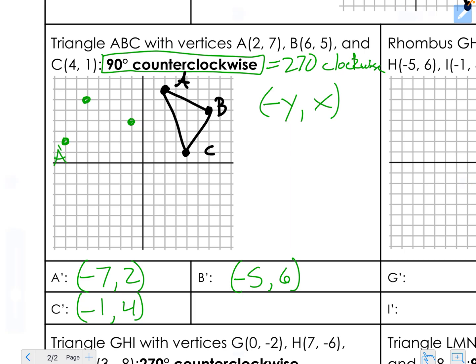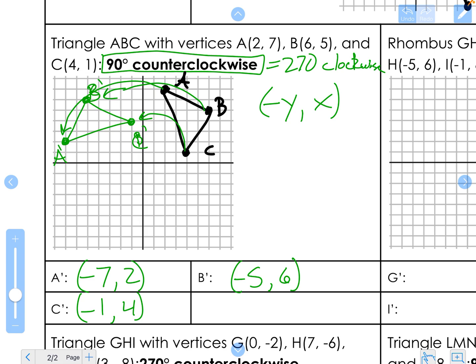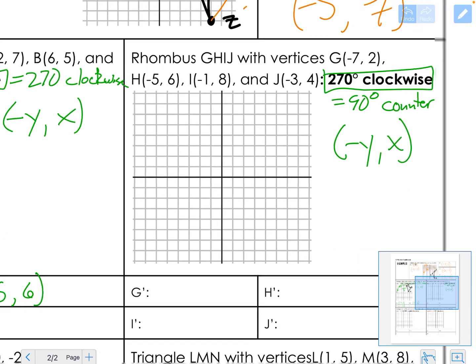So we have A prime, B prime, C prime. Again, if we were to follow A's rotating 90 counterclockwise. Nope, I wrote those backwards. This one should be B, this one should be C. B is going there counterclockwise, and then C goes there counterclockwise. So they're each just taking a quarter turn about the origin.